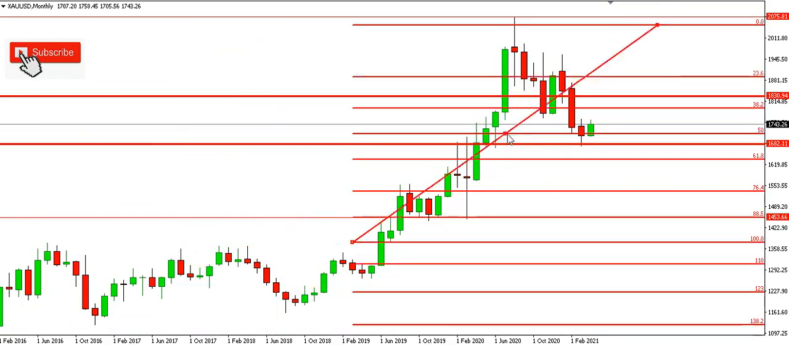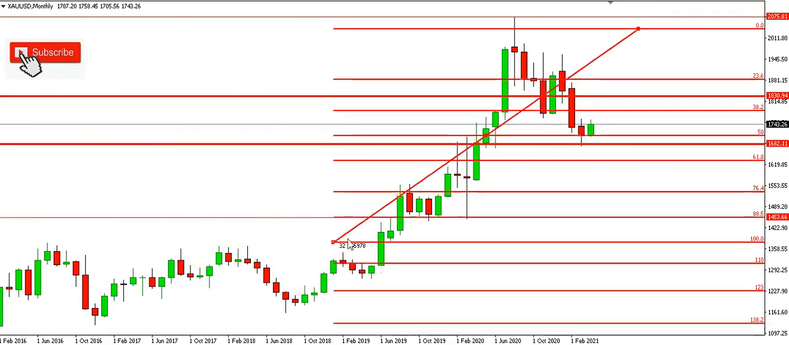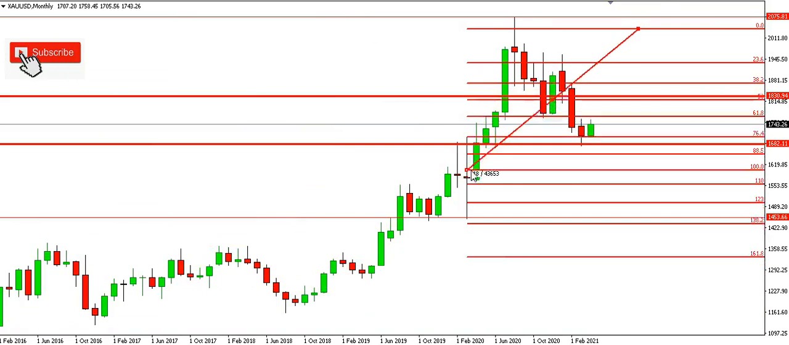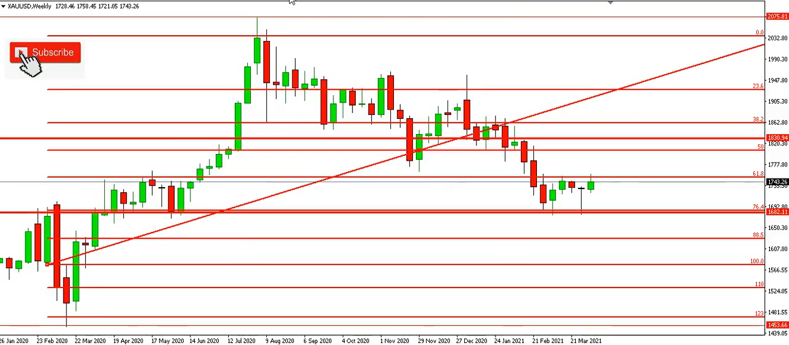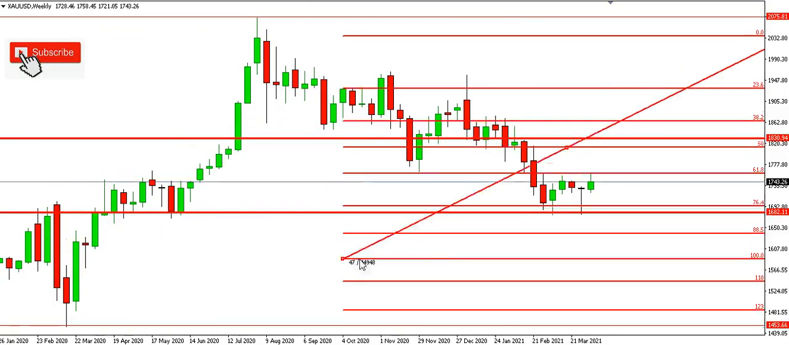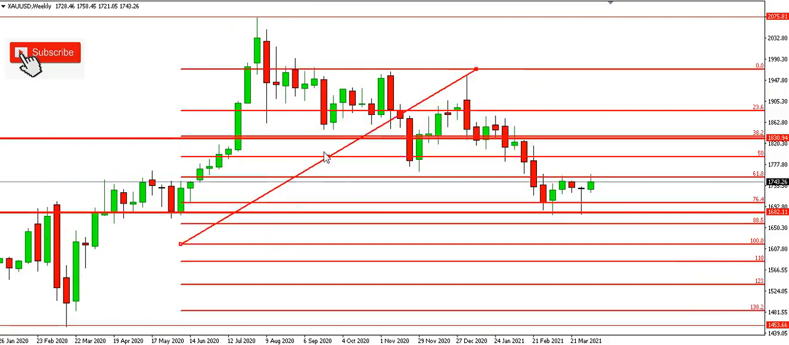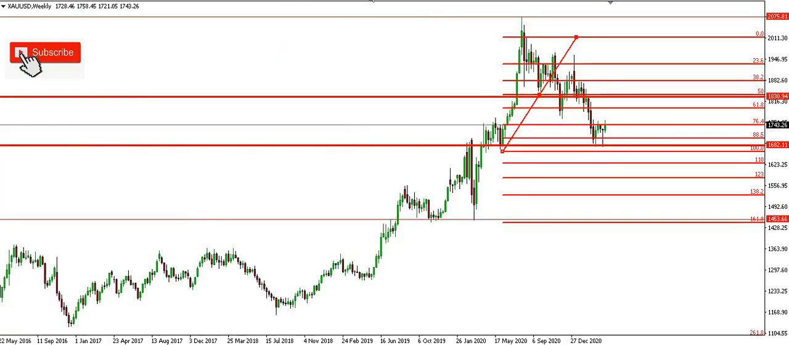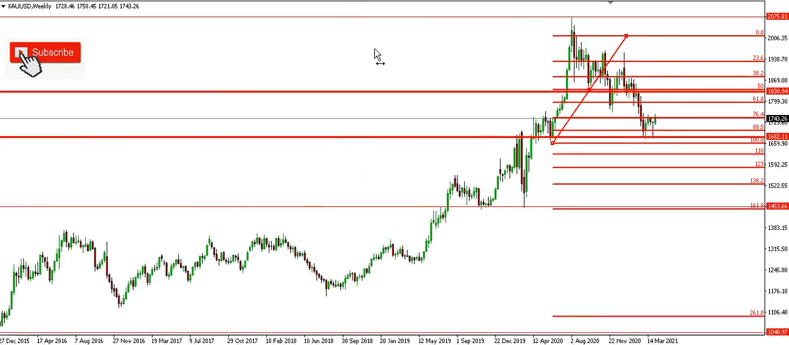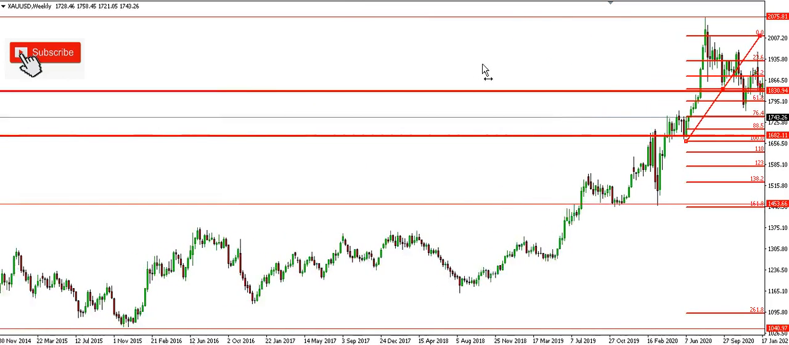I'll see if I can plot the accurate support or resistance zones for the weekly time frame. So I'm going to the weekly time frame. This is the weekly time frame. What I want to do now is also plot Fibonacci retracements on the weekly time frame.